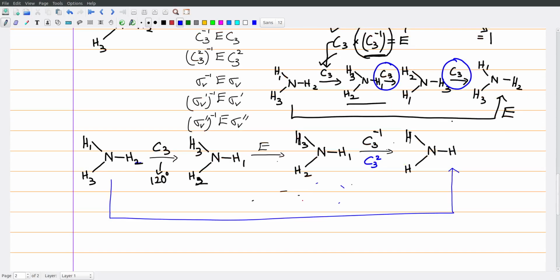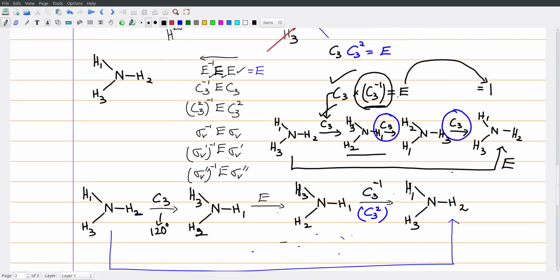So now let's do a C3 squared. What do you get here? If I do a C3 squared, the result will be this. H1 will move twice, H3 will move twice, and H1, H2 will be here. What is the relationship between this and this? It is the same. So the answer is again E.